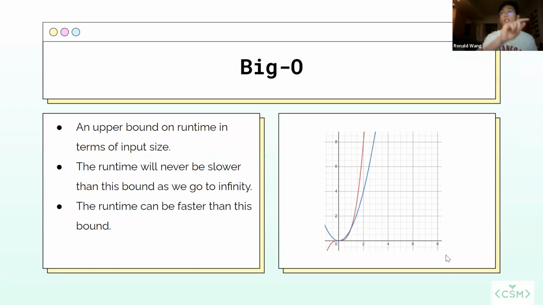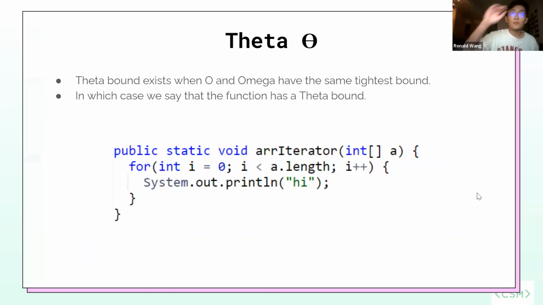On the other side of the coin is big O. Big O is the upper bound on runtime in terms of input size, and the runtime will never be slower than this bound as n goes to infinity. So once again, if this blue line represents n squared and this red line represents n cubed, then as you can see, as n goes to infinity, n cubed is always going to be greater than n squared. And so that's why n cubed can be considered a big O of a function with runtime n squared.